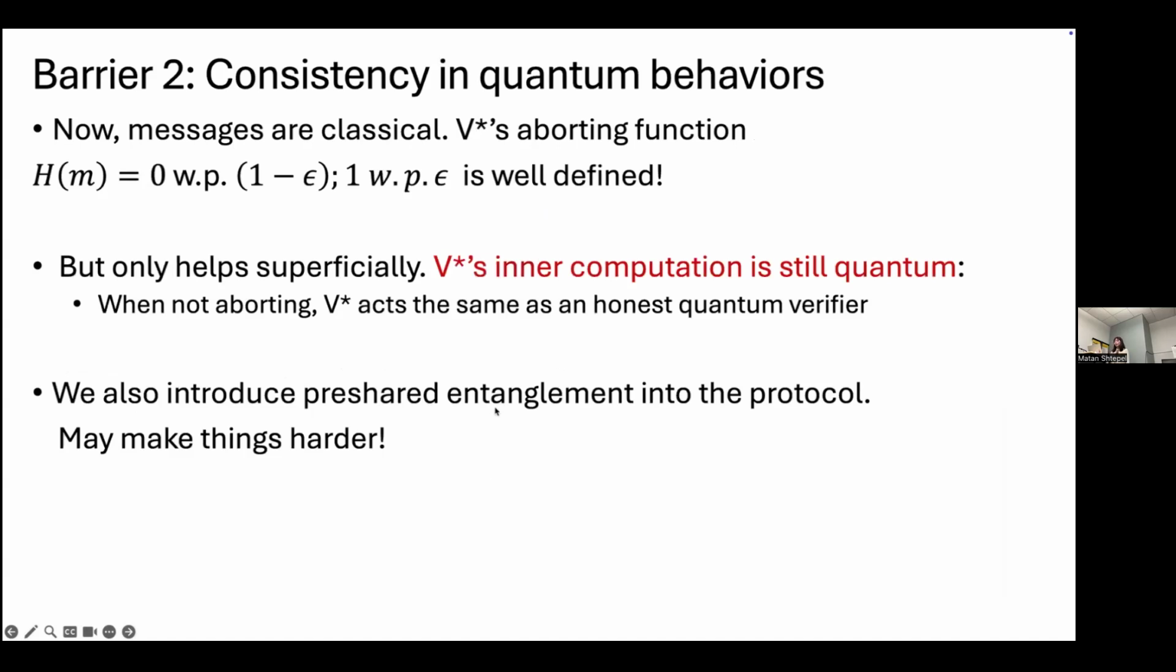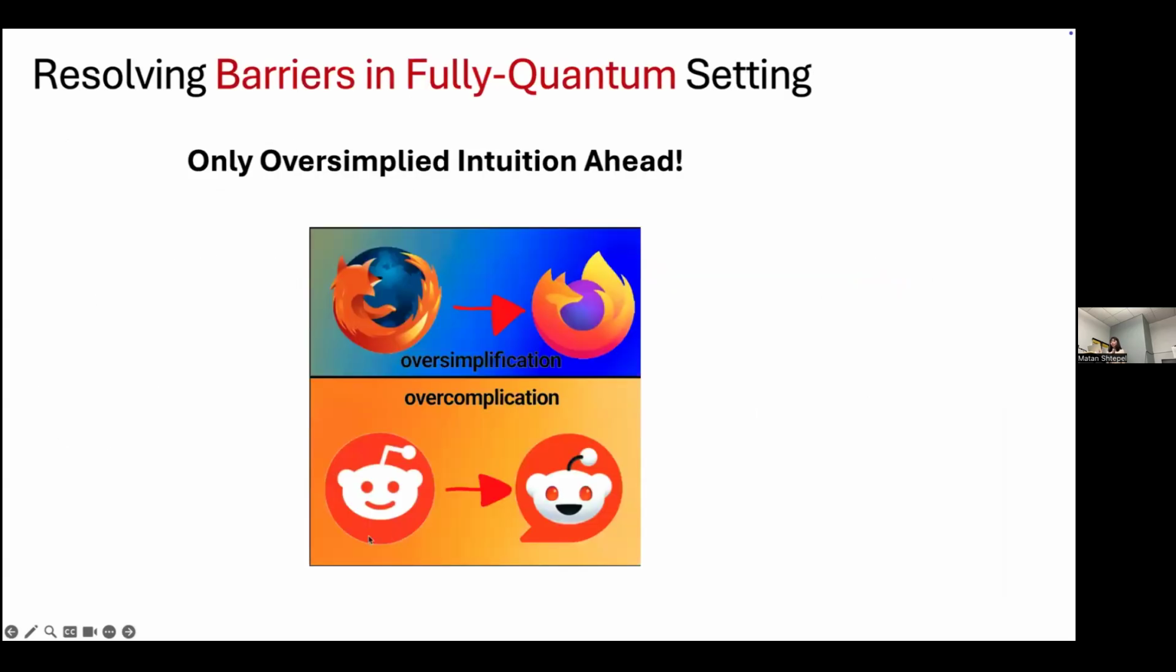Okay, right now we have resolved the issue of the messages being quantum. We have turned the messages into classical, but that's actually still a very superficial solution. It doesn't really resolve anything because V star's inner computation is still quantum. As I mentioned, when not aborting, V star would actually act as an honest quantum verifier. And we also introduced pre-shared entanglement. Does that make the whole thing even messier?